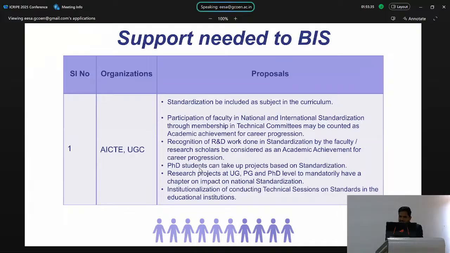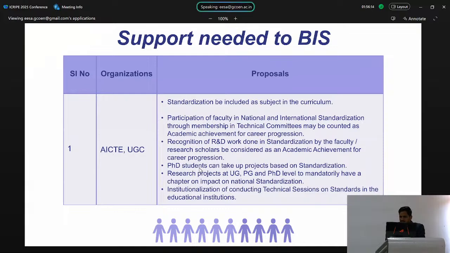Then, participation of faculty in national and international standardization through membership in technical committees. We have technical committees in which lots of faculty who have experience in research, on their special topic for 30 years, 35 years, could take part. However, most of them are involved in their college and their research in some limited area. So we want their input in formulation of the standard by their participation in our technical committee.